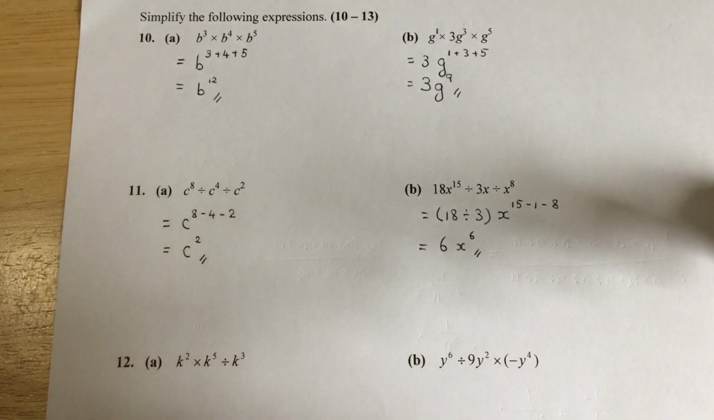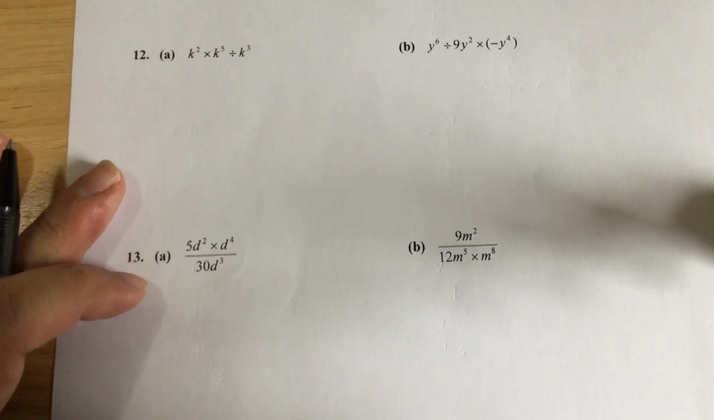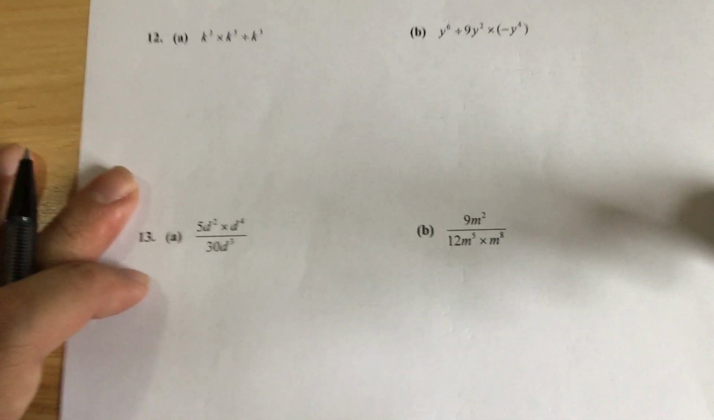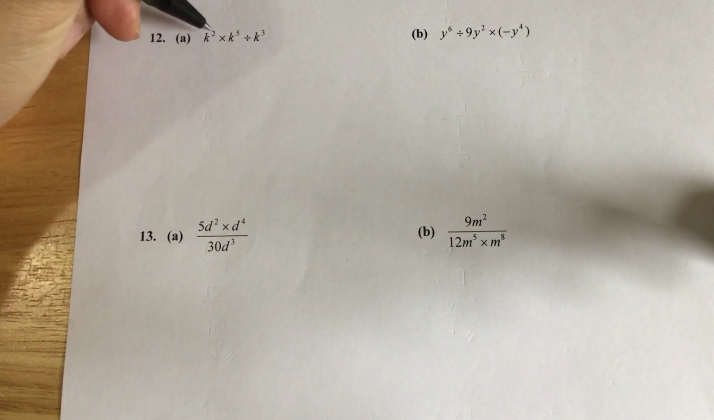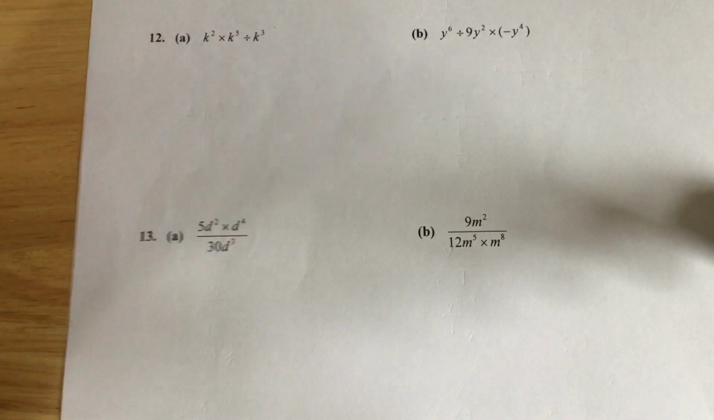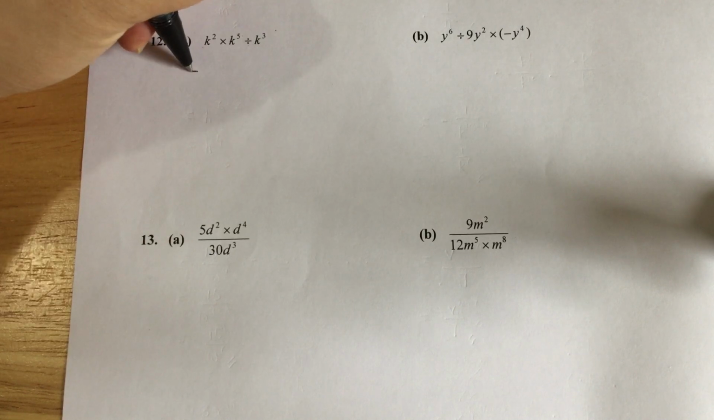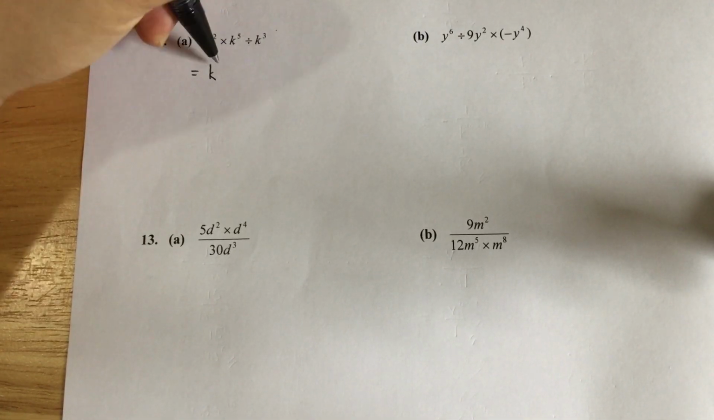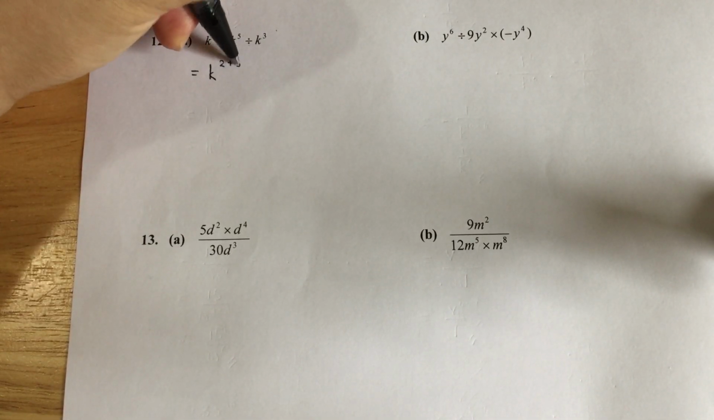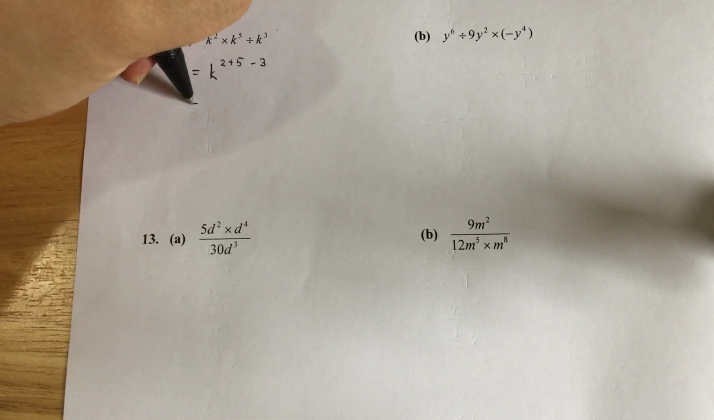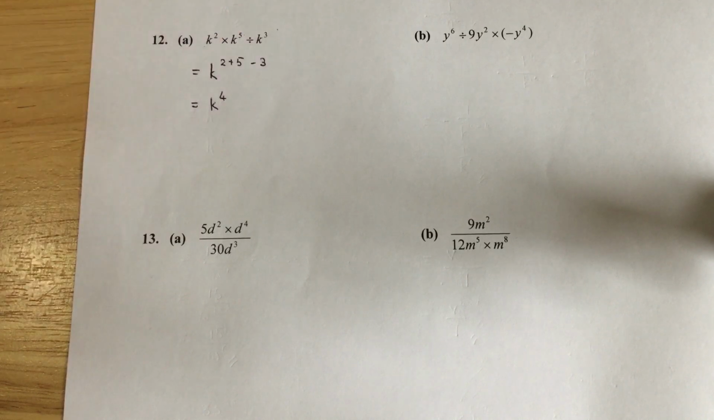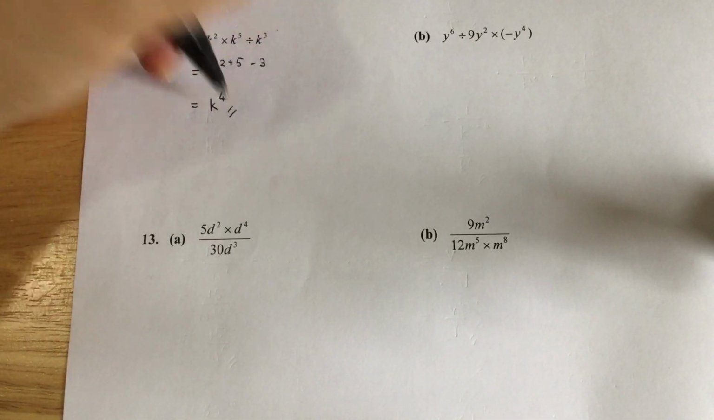Okay, now we go to question 12 and question 13. This is the last 2 calculation questions in this video. Okay, now we have this one, 2 times 5 divided by k with the power 3. So we can do the same thing. Times, so that the index will add together, 2 plus 5. Divide, you will minus, that is 2 plus 5 minus 3. K with the power 4. Immediately, you can solve the problem.